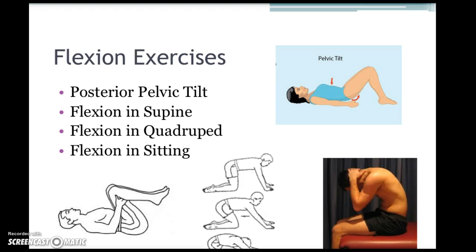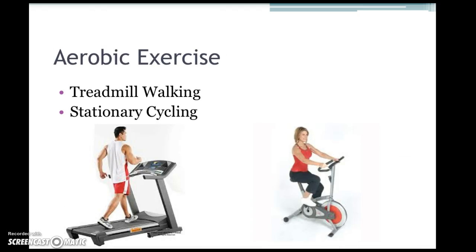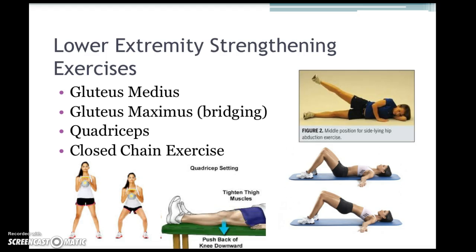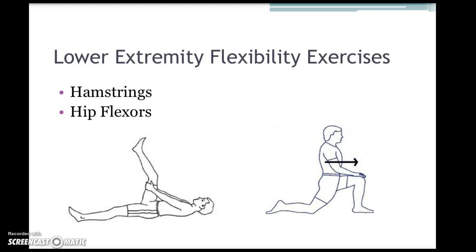The flexion exercises consisted of posterior pelvic tilt, flexion in supine, flexion in quadruped, and flexion in sitting. The aerobic exercise utilized was treadmill walking and stationary cycling. Lower extremity strengthening exercises included strengthening of the gluteus medius, gluteus maximus utilizing bridging, the quadriceps, and closed chain kinetic exercises. These closed chain kinetic exercises were a half squat. Lastly, the study used lower extremity flexibility exercises. They stretched the hamstrings and the hip flexors.